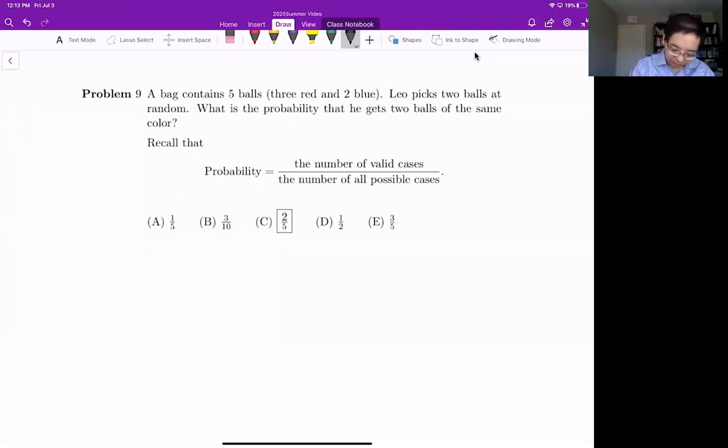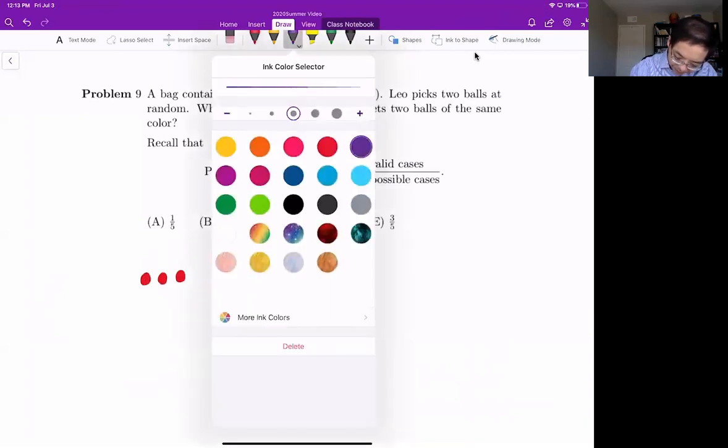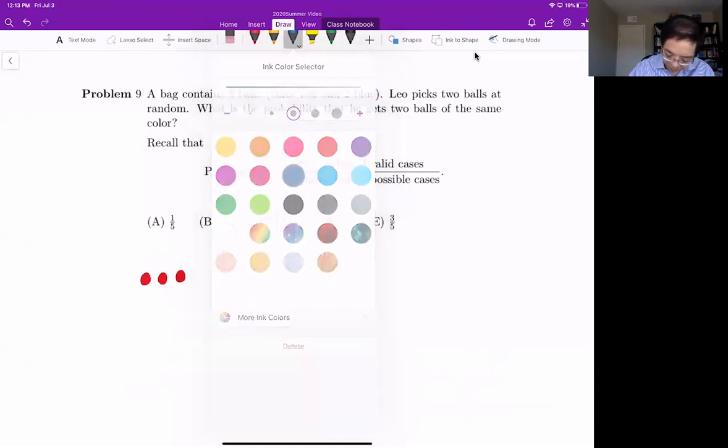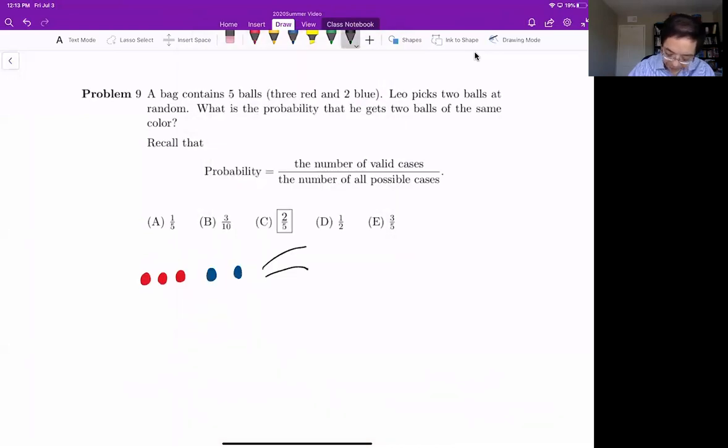For here, the problem says a bag has 5 balls. 3 of them are red and 2 are blue. Leo randomly picks 2 balls. Then what is the probability he gets 2 balls of the same color?